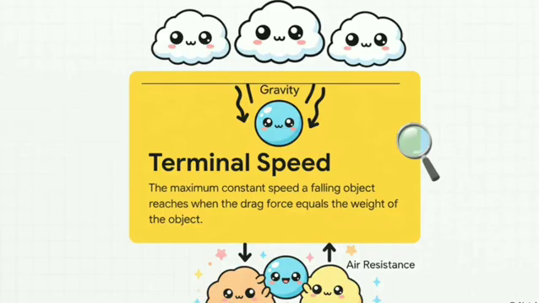And this is where things get really interesting. This whole idea of air resistance leads to a fascinating concept called terminal speed. So imagine something falling from a really, really great height. As it picks up speed, as it goes faster and faster, the upward push from the air resistance gets stronger and stronger too. And eventually, there's a point where that upward push perfectly balances the downward pull of gravity.